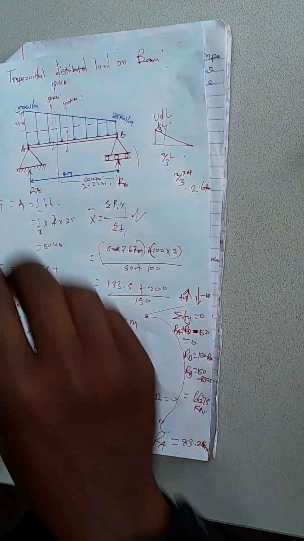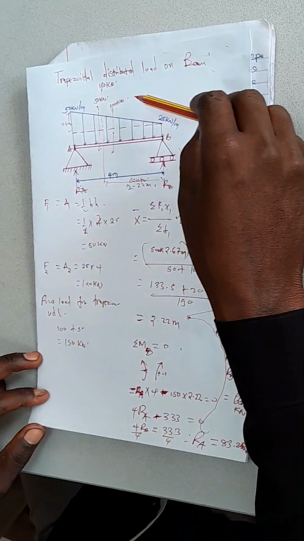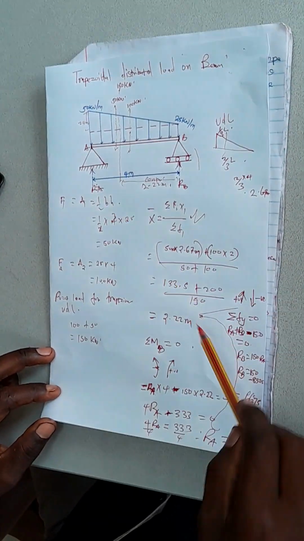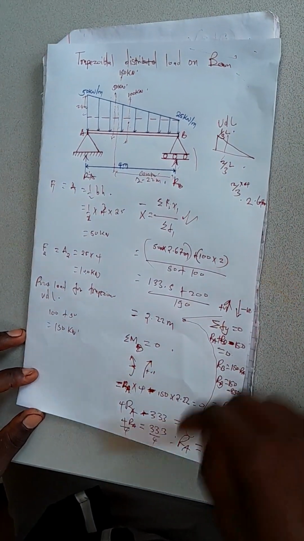After getting the centroid, and you have the point load for the whole trapezoidal distributed load, then you can take the moment about B and work, and everything remains as usual.